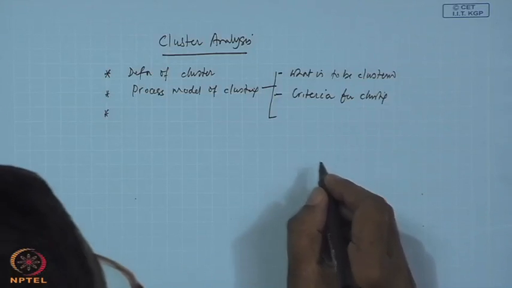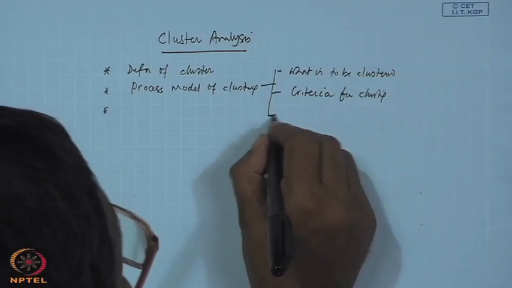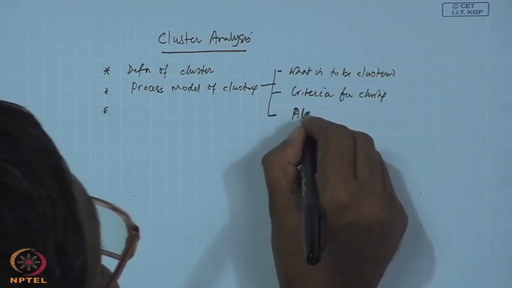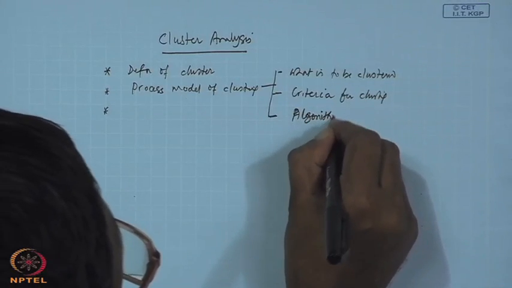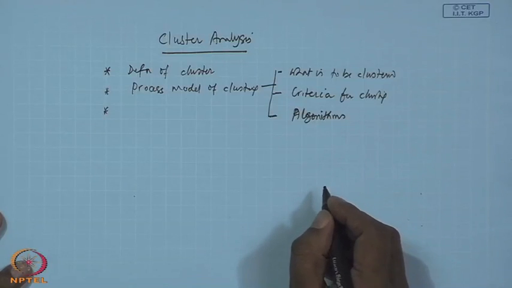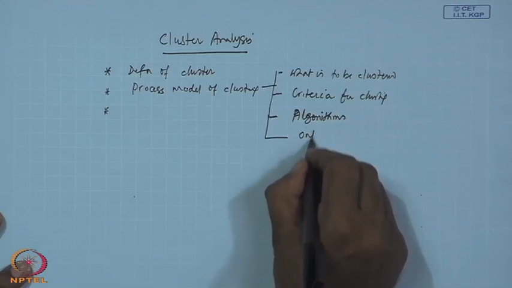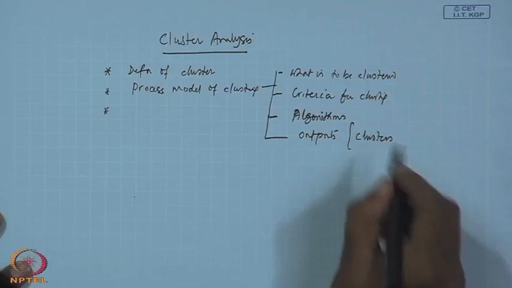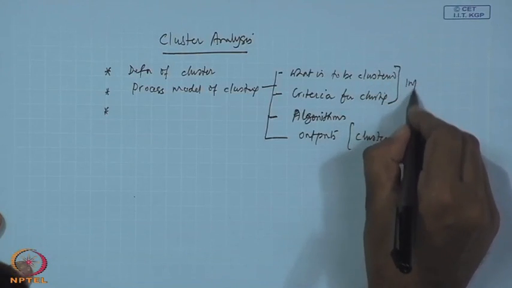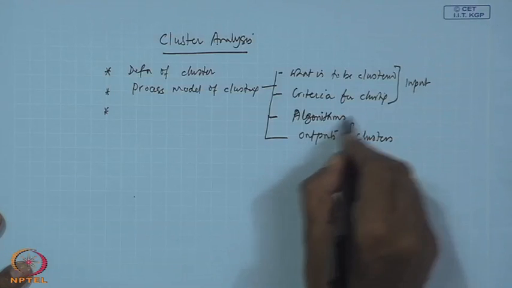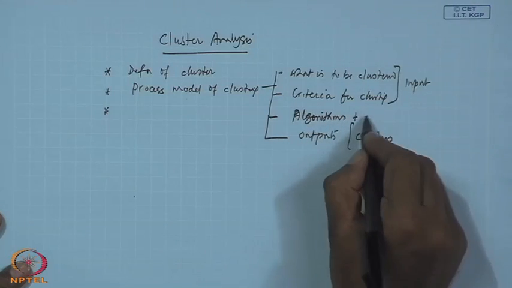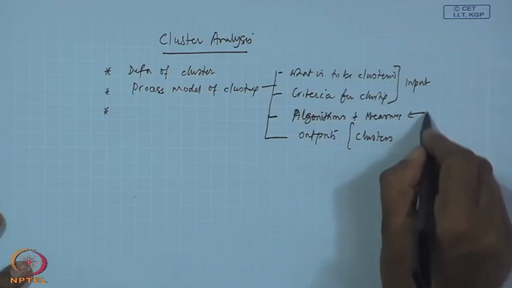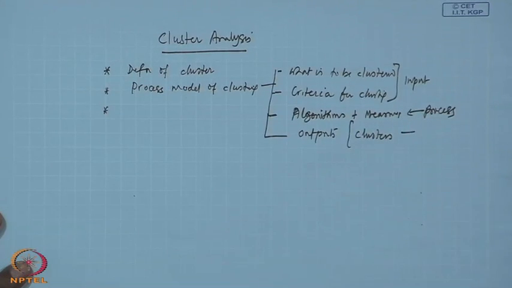Then what we have done, we have discussed the partitioning algorithms, and also we have seen outputs. Outputs are nothing but the clusters. Okay, this is input, this one is algorithm plus the measure, some distance measures. These are basically the process. This is output.